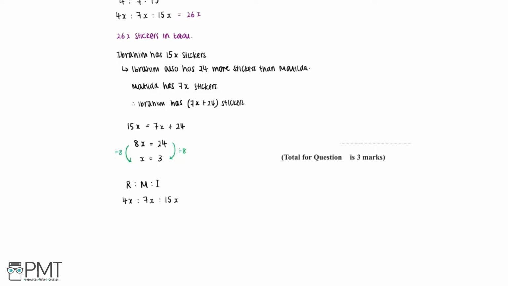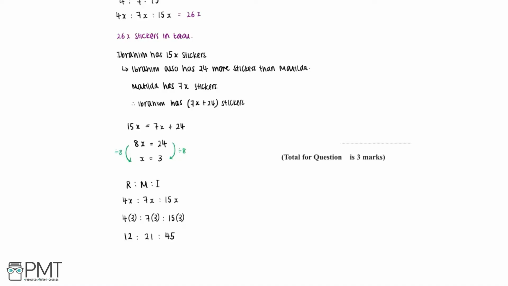Rosie would have 4 multiplied by 3 stickers, which is equal to 12. Matilda would have 7 times 3 stickers, which is equal to 21. And Ibrahim would have 15 times 3 stickers, which is equal to 45.